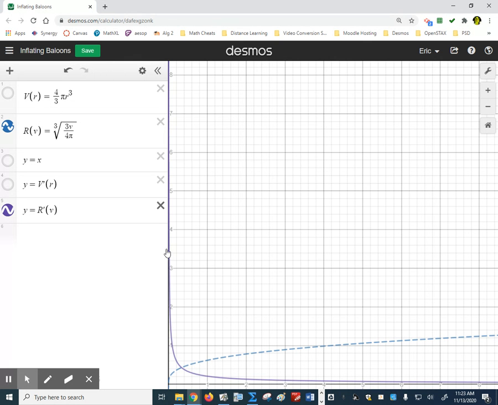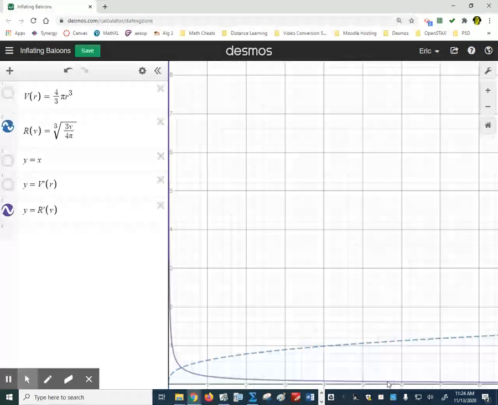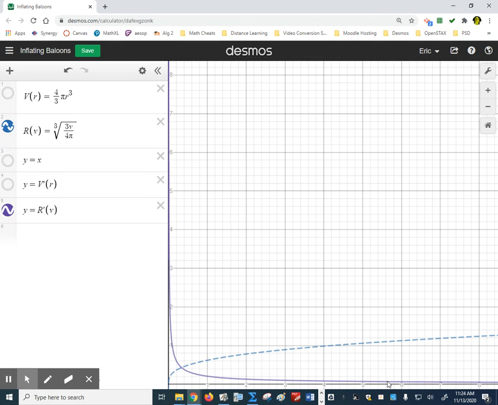But as you move out there a little further, as r increases, look what happens to that rate of change. It gets really small. That's why this gets so tiring, why after a while it's not very fun. Because now as you're blowing air into the balloon, the radius is not responding very quickly. It's not changing much, okay?